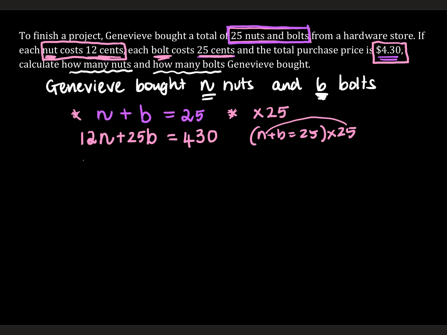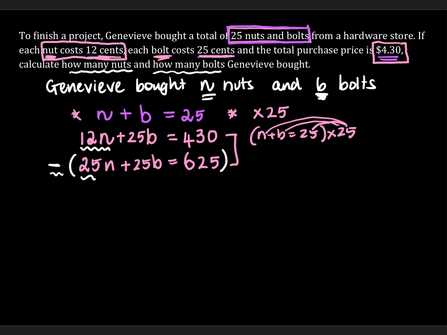That's going to be 25N plus 25B equals, 25 times 25. That's a calculator problem for me. 625. Here we go. Now we've got a pair of simultaneous equations that we can do something with. Well, I think that I'm going to subtract them. How am I going to do that? So that'll give me 12N take away 25N. 12 take away 25 will give me negative 13N. And I don't worry about that negative, that'll be fine.